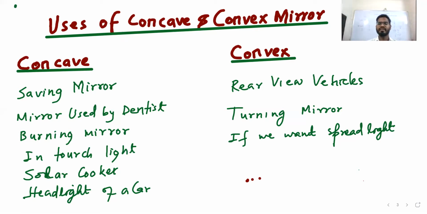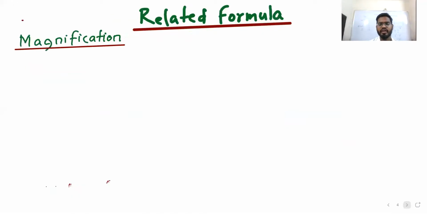If you want to spread the light, then we'll use this convex mirror only. So these are the uses of concave and convex mirrors. Now we are going to do magnification.